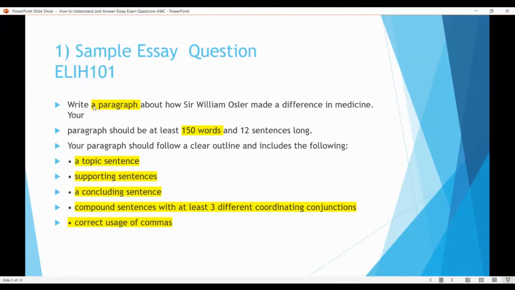So the first thing that you need to focus on and highlight is a paragraph. That means you are not writing many paragraphs, you're just writing one paragraph. This word paragraph is very important here, because I saw some students writing a couple of paragraphs. So the instruction says clearly one paragraph. And what's the topic? Sir William Osler. So you can also highlight Sir William Osler.